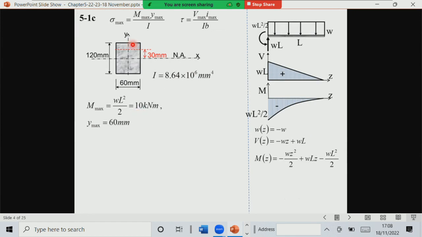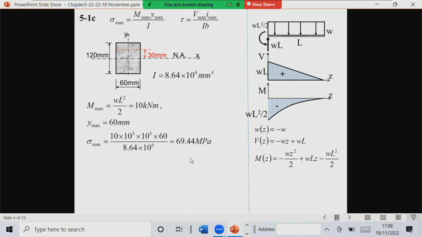We have the maximum normal stresses at the top and bottom layers, so plus minus 60 millimeters. If I substitute the values, I get the maximum normal stress of plus minus 69.44 megapascals. As you can see, at this location it's a negative bending moment. It means the top layer is subject to tensile stress of 69, and the bottom layer of the beam at the clamp support is subject to a normal stress of minus 69.4.